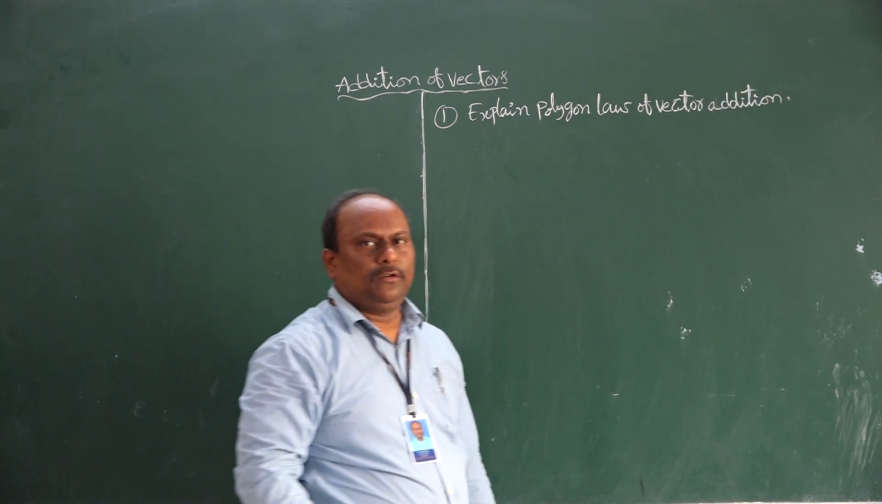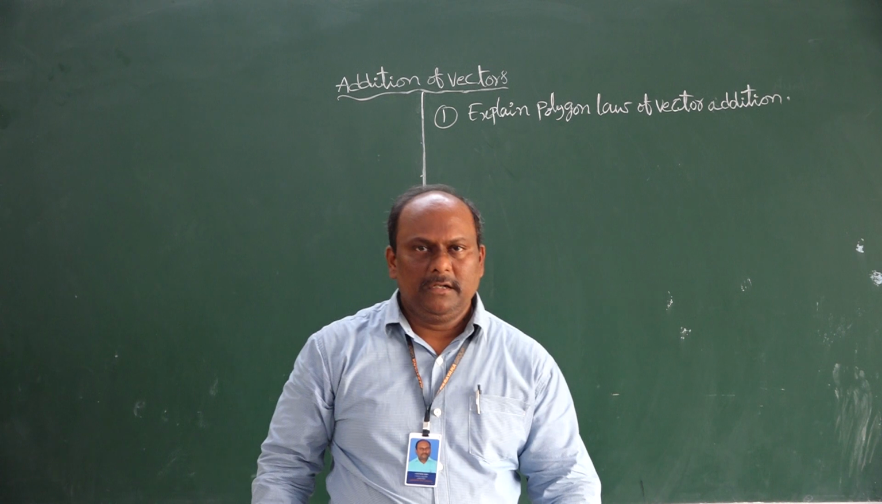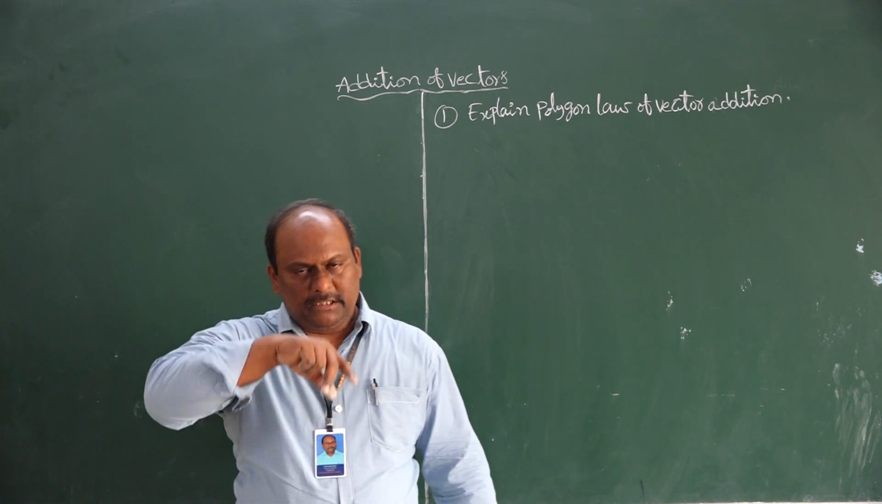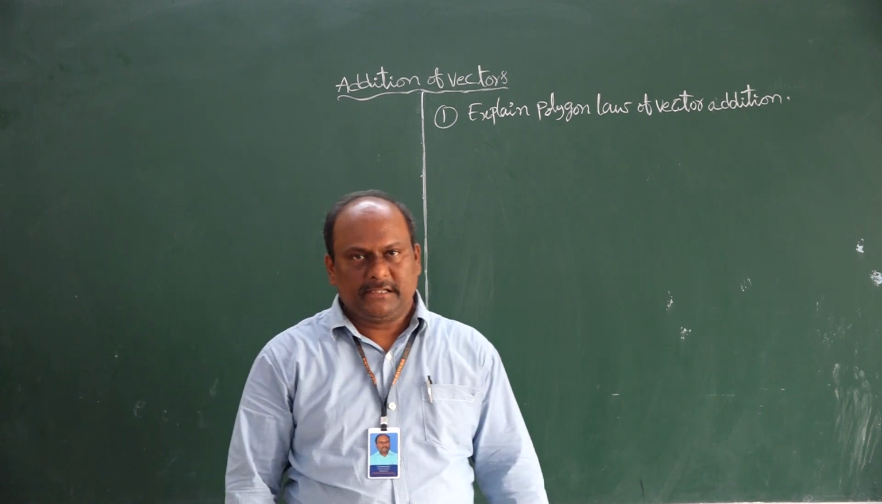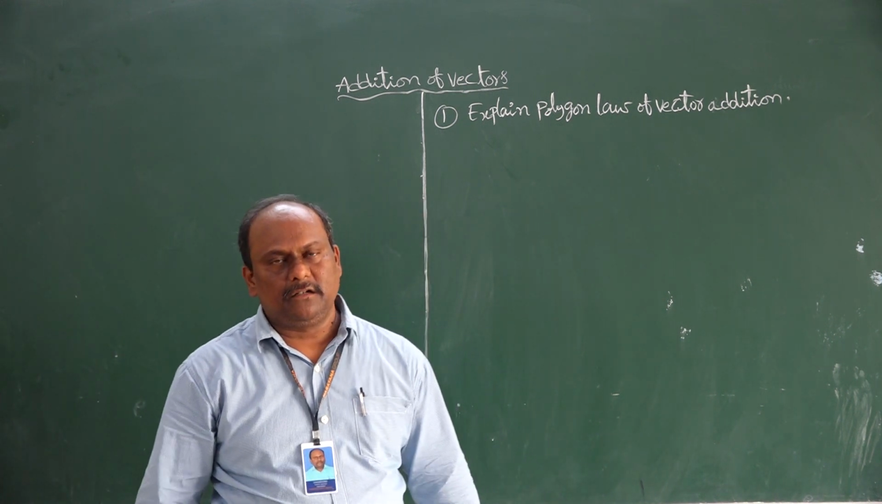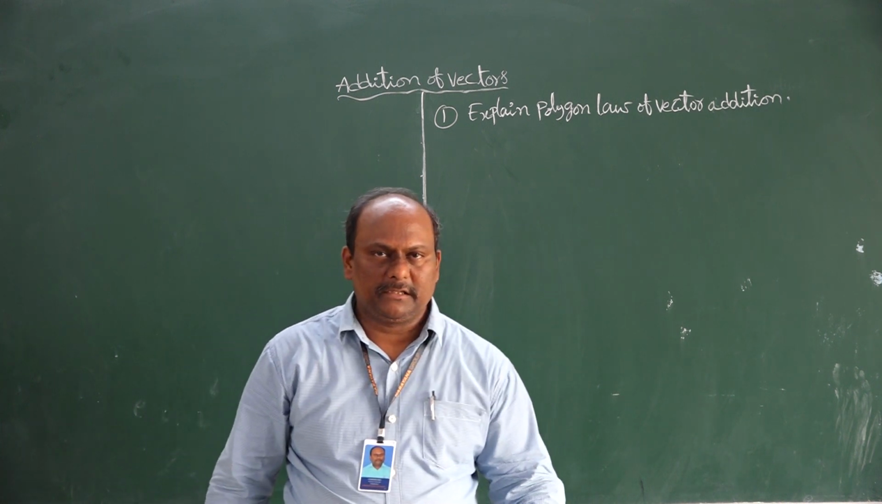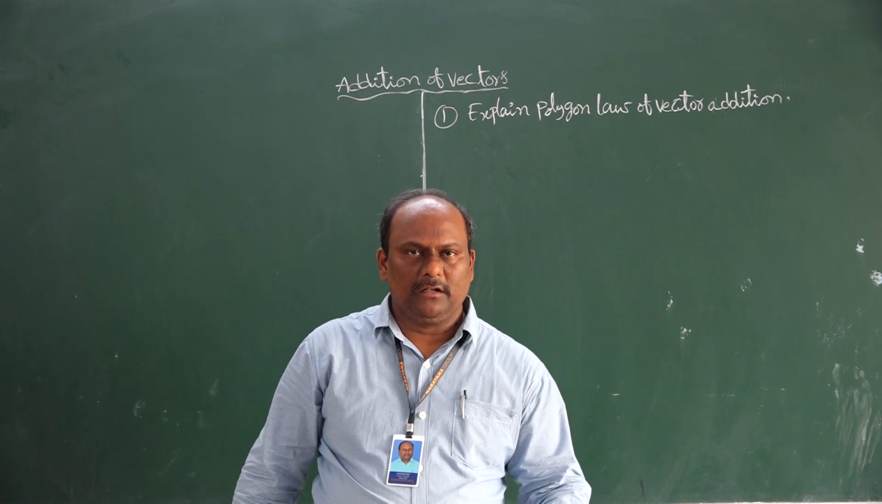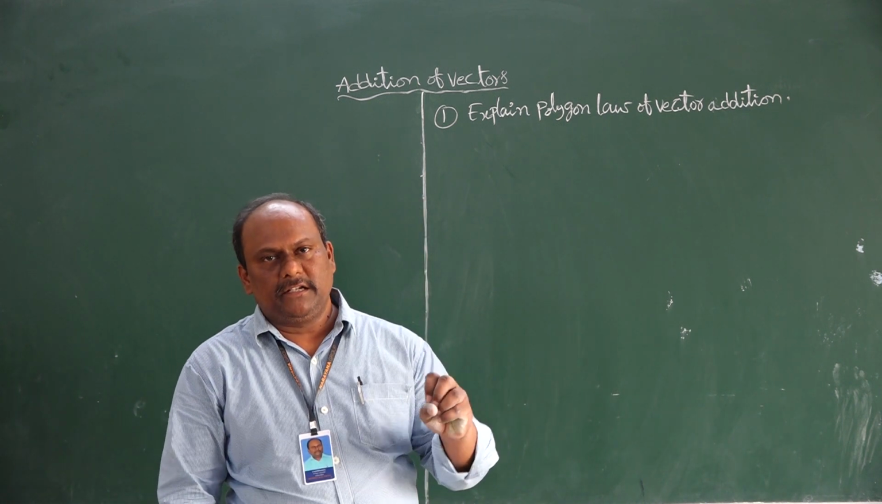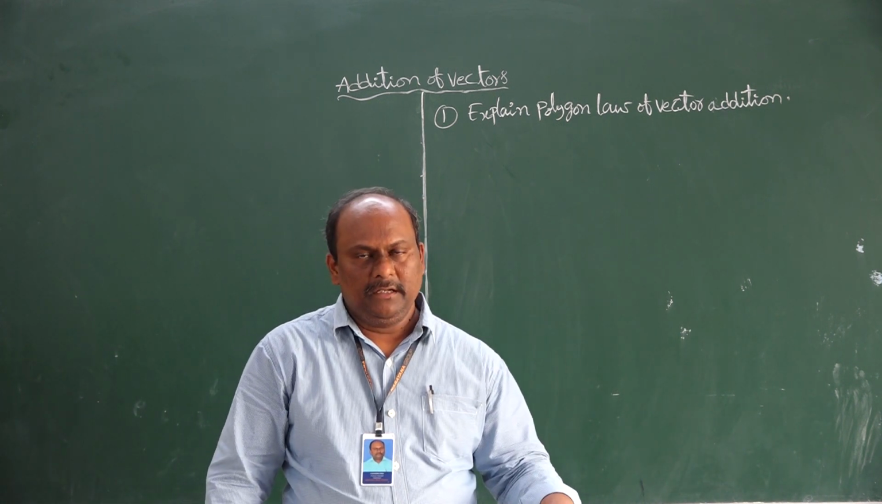Now you know, polygon means what? A closed figure consisting of a number of sides. Suppose polygon means hexagon, pentagon, or heptagon. In that, a polygon consisting of n number of sides.